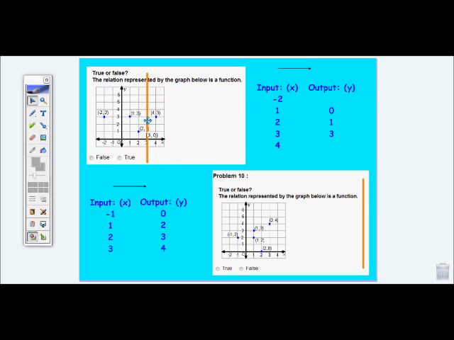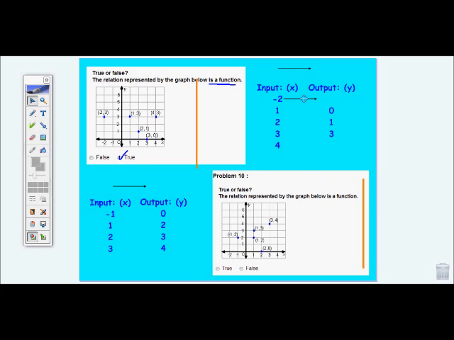So 1 point, 1 point, 1 point, 1 point, and one more. So this relation should be a true function. This one is a function. Let's look and see if it's the same thing when we use our mapping diagram. Remember, no input can go to 2 different outputs, right?